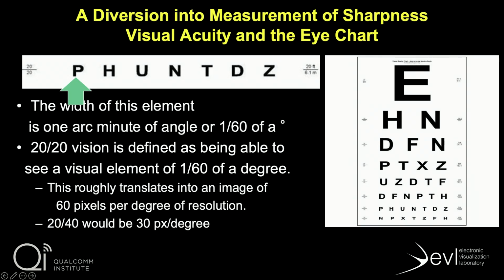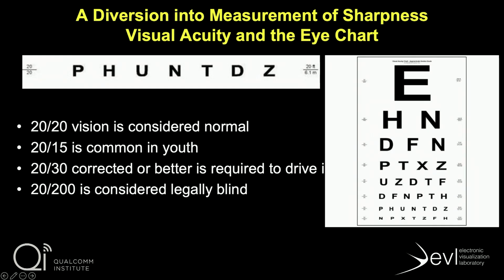So another term, which many of you maybe understand, is visual acuity, which is used to measure sharpness. It's based on an eye chart. It turns out that 20/20 vision is the ability to discern 1/60th of a degree of angle, and hence be able to read these letters. It roughly translates into 60 pixels per degree, which is what you need to match average human vision.